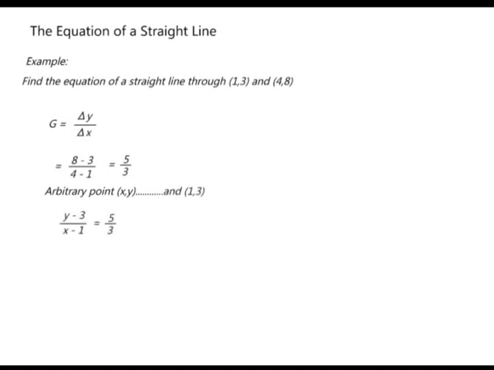Y minus 3 over x minus 1 we equate to the gradient 5 over 3. Cross multiplication, 3 times y minus 3 is equal to 5 times x minus 1. That gives us 3y minus 9 is equal to 5x minus 5. Then 3y is equal to 5x plus 4. You can leave it like that, but you can also simplify the left hand side to remain with y. So we divide everything by 3 and we shall have y is equal to 5 over 3 x plus 4 over 3.